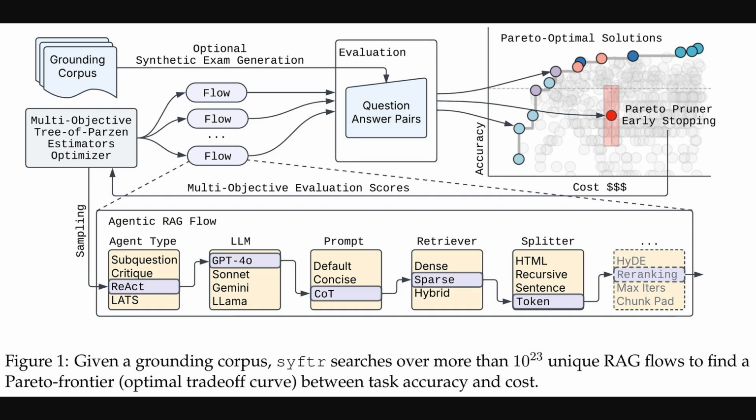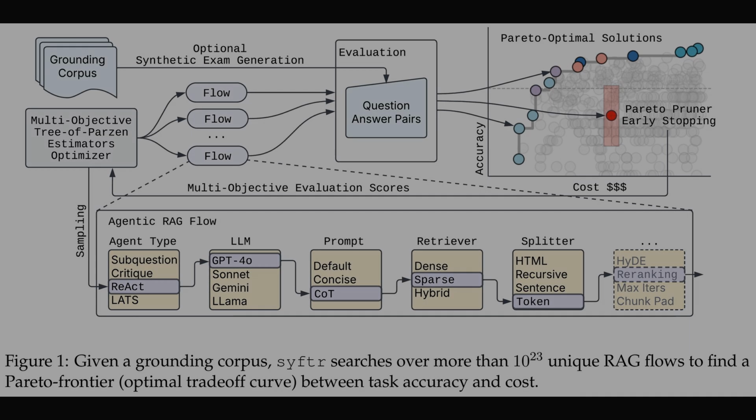Different agent types like React, which stands for reason and act, allowing models to plan and execute tasks. Various LLMs such as GPT-4o, and different prompting strategies like chain of thought or CoT, which helps models show their reasoning. These flows are evaluated, and their performance on accuracy versus cost is plotted to identify Pareto-optimal solutions. These solutions form the Pareto frontier, that curve showing the best possible trade-offs. syftr also uses a Pareto pruner for early stopping, making this search more efficient by cutting off unpromising paths.